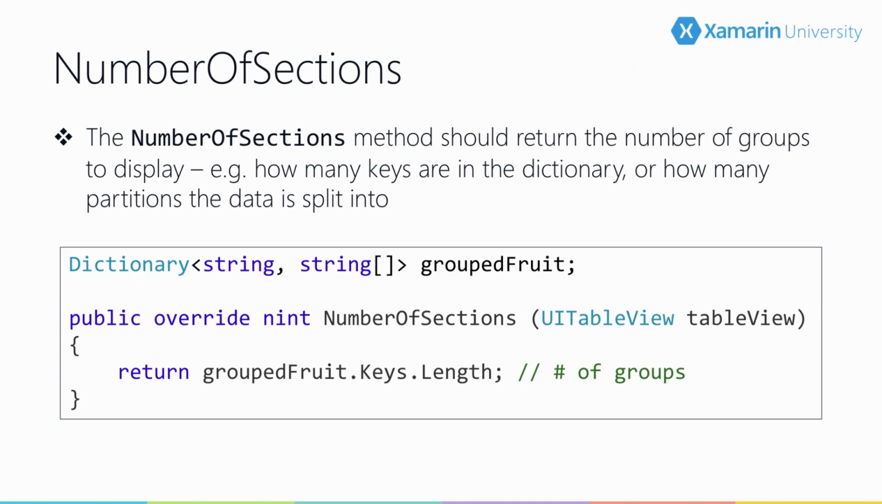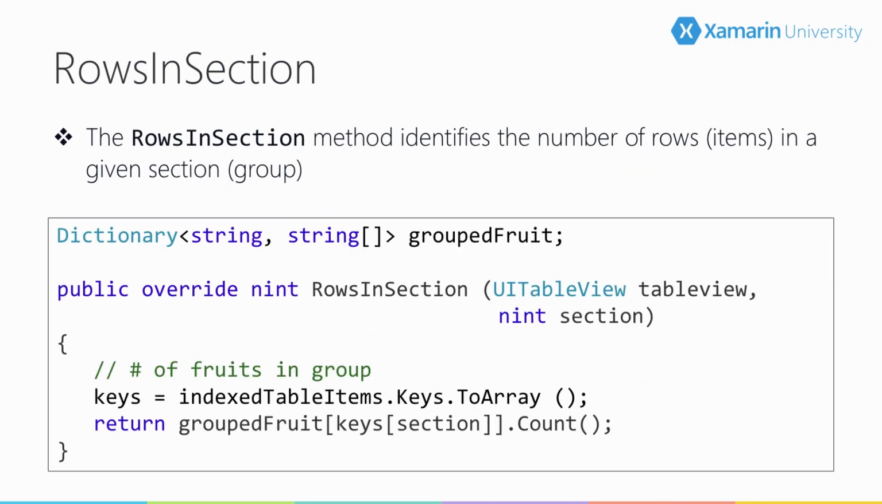Here's an example of using a dictionary with the NumberOfSections method. We can simply return the number of keys used in the GroupFruit dictionary. And similarly, we find the number of items in each group. Again, this is just one example of how you might structure your data. You'll see an alternate approach in the next exercise.